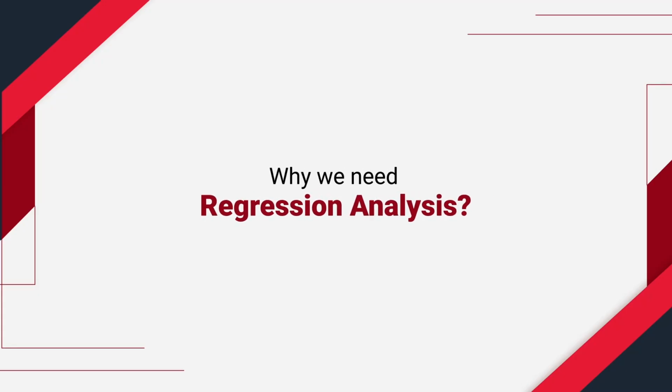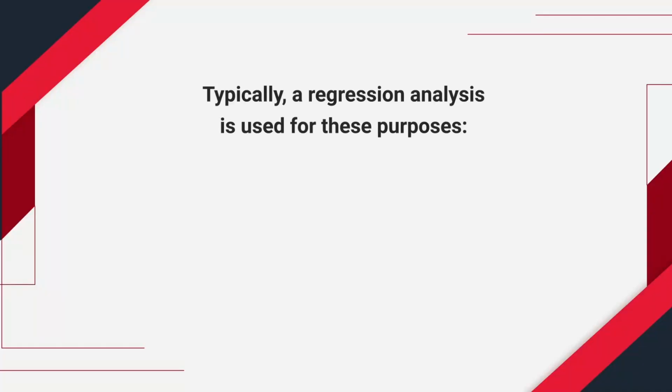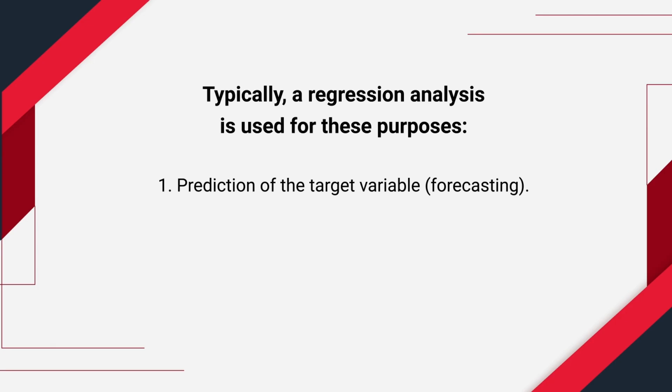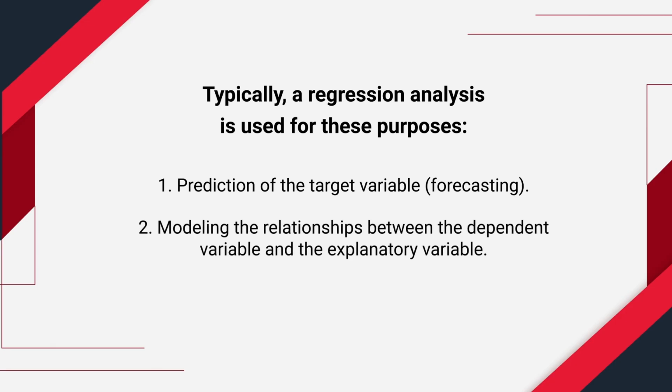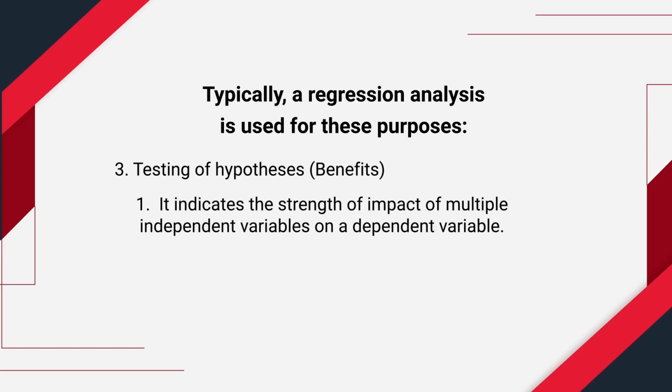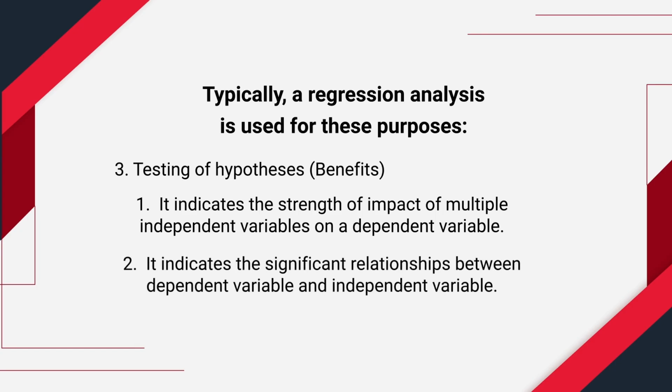Now, why we need regression analysis, that is an important aspect. We already had a very preliminary session, or rather the curtain raiser to regression analysis, and now we are talking more about why there is a need for regression analysis. So regression analysis is used for these purposes: prediction of the target variable, forecasting, modeling the relationship between the dependent variable and the explanatory variable, and testing of hypotheses. It indicates the strength of impact of multiple independent variables on a dependent variable. It indicates a significant relationship between dependent variables and independent variables.